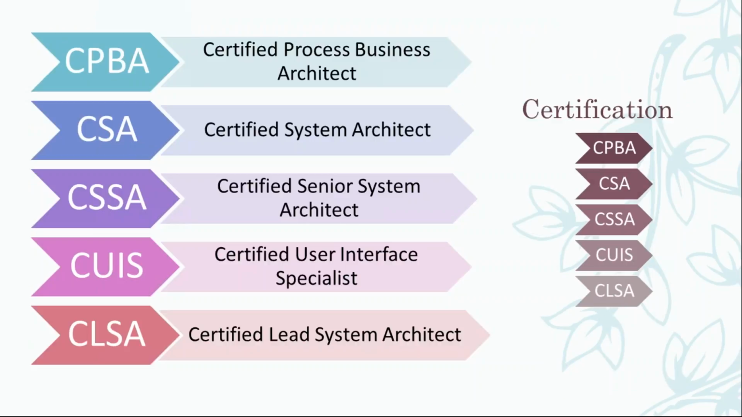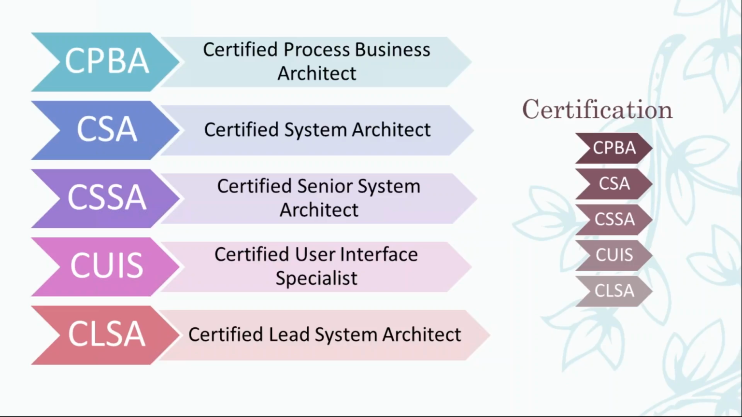About the certification. Pega provides a lot of different certifications. I've listed the business level and developer level ones. The CPBA is the Certified Pega Business Architect; it was wrongly written and should be changed. So, Certified Pega Business Architect and CSA, Certified System Architect. These two certifications mainly focus on the fundamentals of Pega 7.